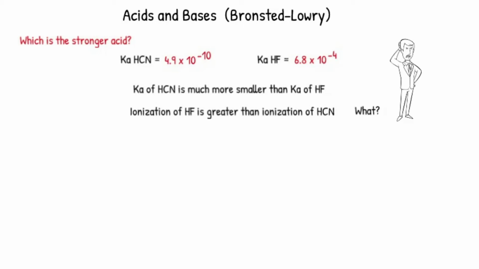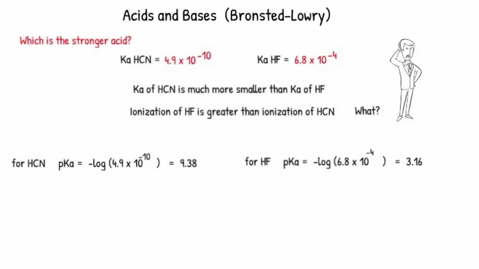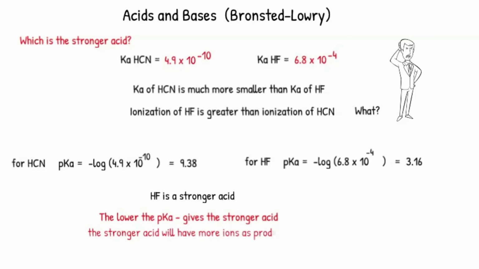What? Confused? Then let's use pKa values by converting the Ka using pKa is equal to negative log Ka. The pKa of HCN was found to be 9.38 and HF is 3.16. So HF is the stronger acid. The lower pKa gives the stronger acid, and the stronger acid will have more ions as product. It is more ionized or dissociated.